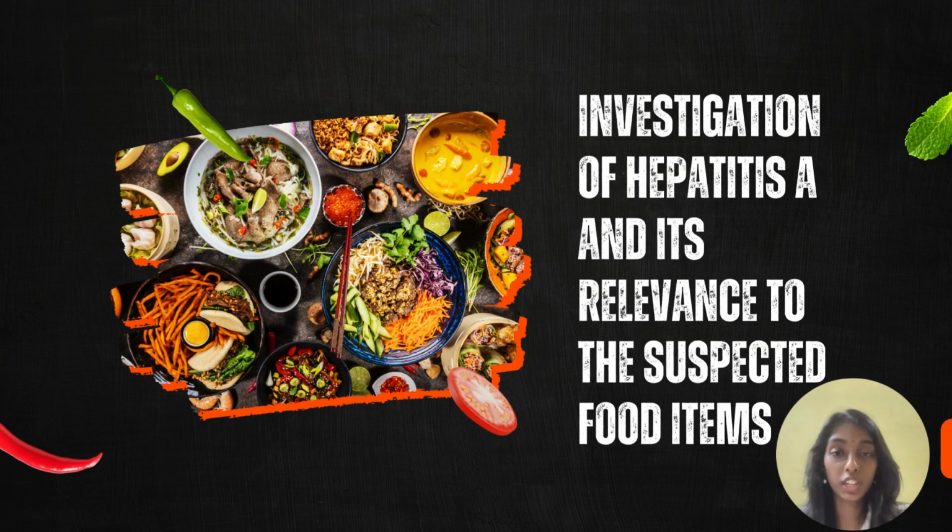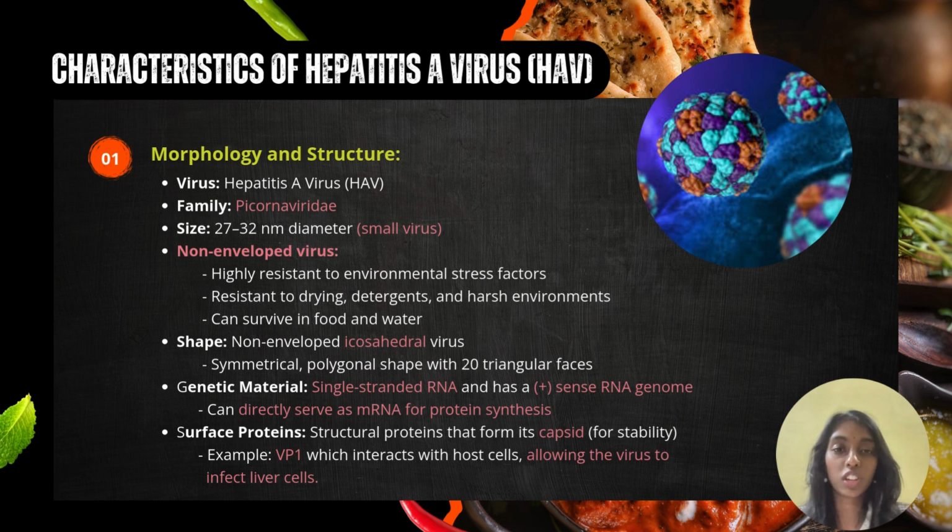Hepatitis A virus, or HAV, is a remarkable virus with unique characteristics that make it resilient and adaptable in various environments. Let's dive into its structure first. HAV is a small virus of just 27 to 32 nanometers, belonging to the Picornaviridae family. Its size and non-enveloped structure make it extremely resilient. Unlike enveloped viruses, HAV can resist drying, detergent, and harsh environments. This means it can survive in food and water, making it a significant concern for foodborne illnesses.